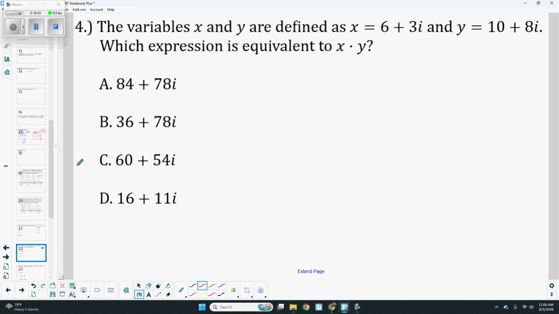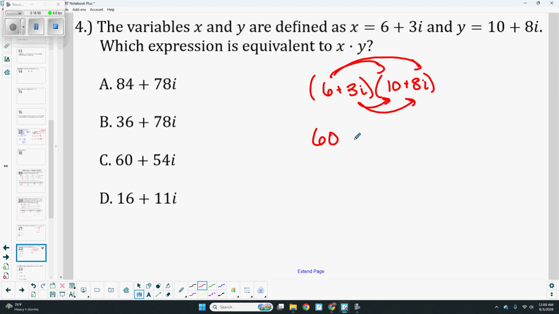For 4, they want to know which expression is equivalent to x times y. So we're just going to take the 6 plus 3i and the 10 plus 8i, and we're going to multiply them. So that's going to be 60 plus 48i plus 30i plus 24i squared, which is negative 24. 60 minus 24 is 36, and 48 and 30 is 78. So 36 plus 78i would be choice B.